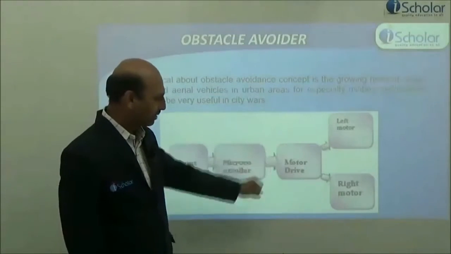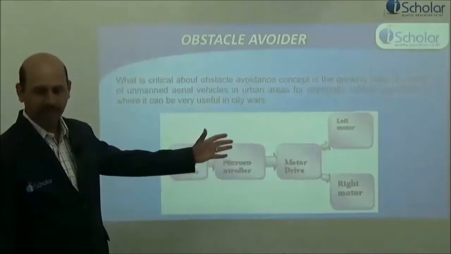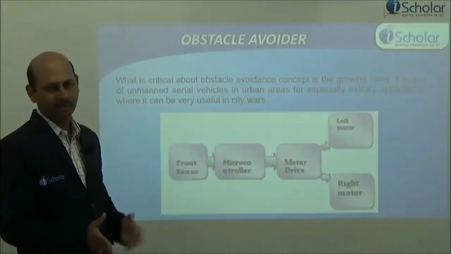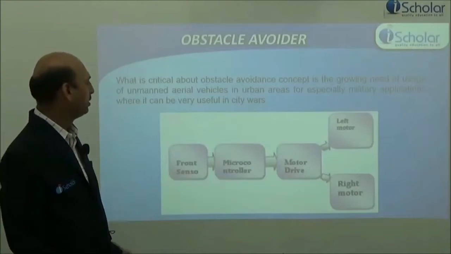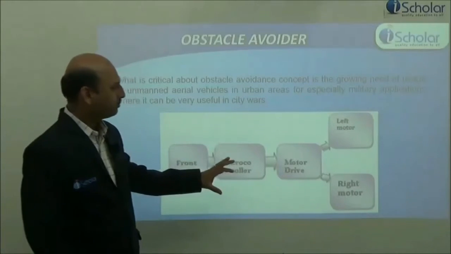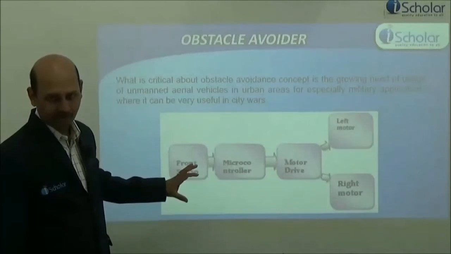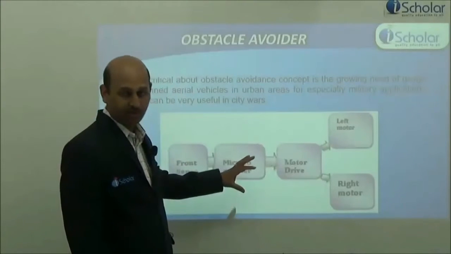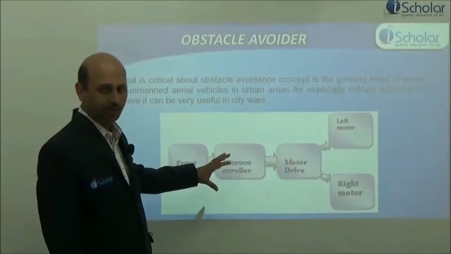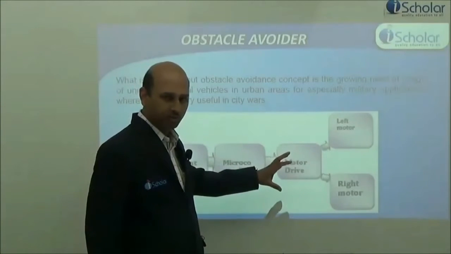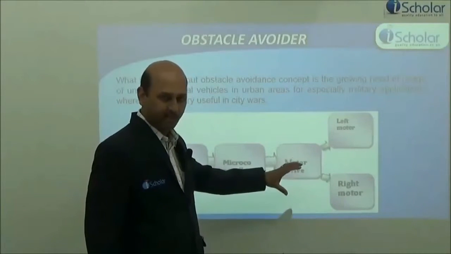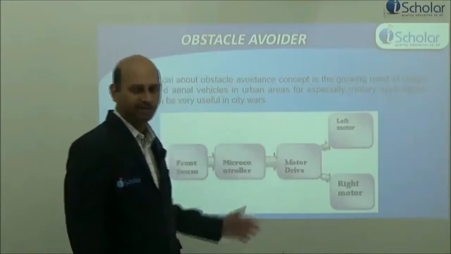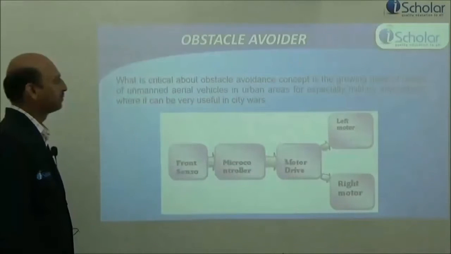There will be one or two motors assigned for different directions, for right turn and left turn. So this is how the obstacle avoider works. The microcontroller controls all these sensors and motors, and the motor drives your robot, and whenever it senses some obstacle, it makes the right motor turn or the left motor turn.